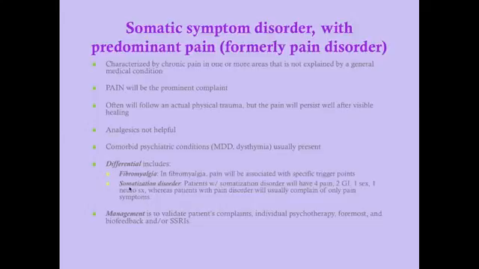Whereas we used to have somatization disorder and pain disorder as 2 separate entities, we now recognize that they're actually very similar, and so we've kind of collapsed them into pain disorder being a subset of somatic symptom disorder, which we now call somatic symptom disorder with predominant pain. So really, the difference between somatic symptom disorder with predominant pain and just regular old somatic symptom disorder is that patients with somatic symptom disorder with predominant pain, pain will be the prominent complaint, the predominant complaint, okay?